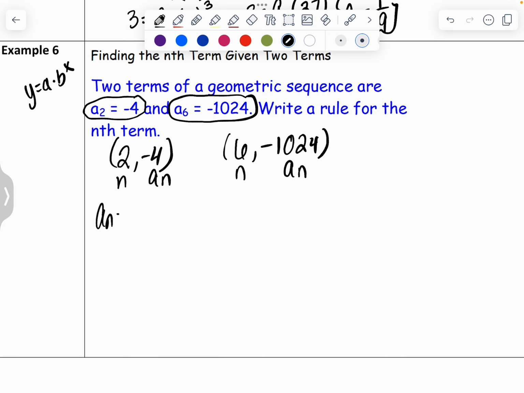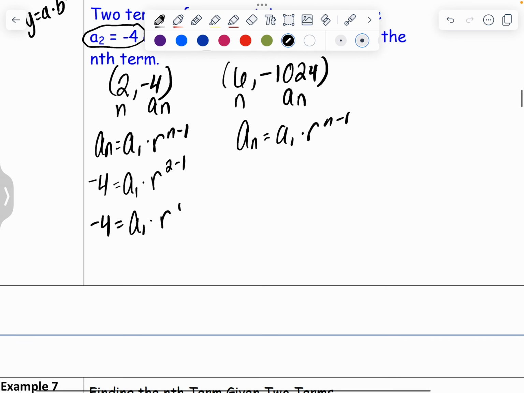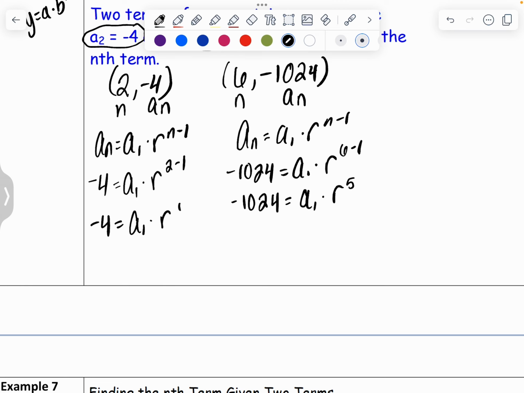So we know that a sub n equals a sub 1 times r to the n minus 1. And we can do that on both sides here. For this one, we have -4 equals a sub 1 times r to the 2 minus 1, or -4 equals a sub 1 times r to the first. Over here, it's going to be -1024 equals a sub 1 times r to the 6 minus 1, or -1024 equals a sub 1 times r to the 5th.